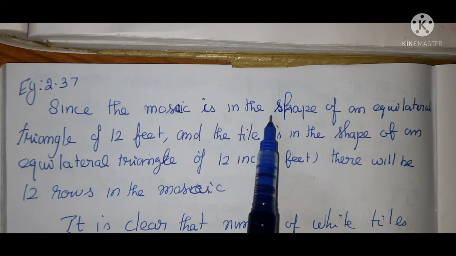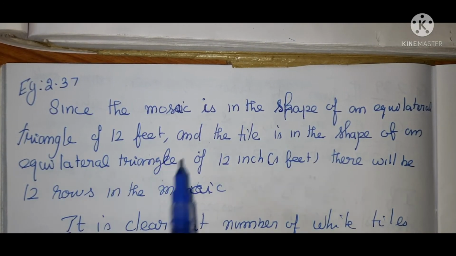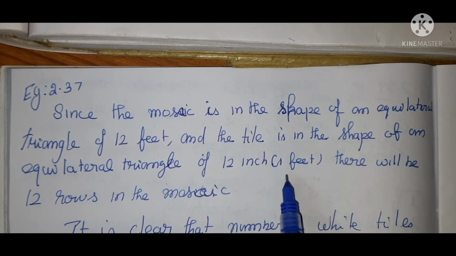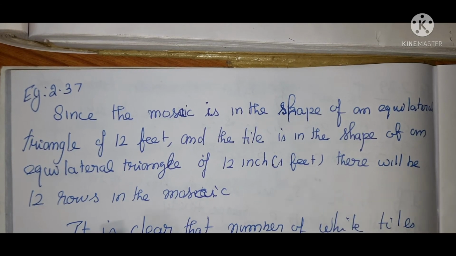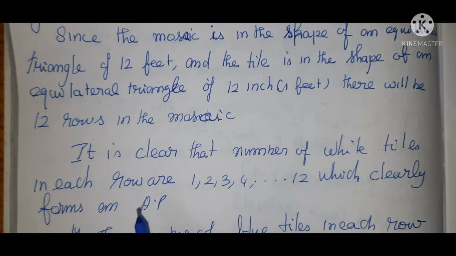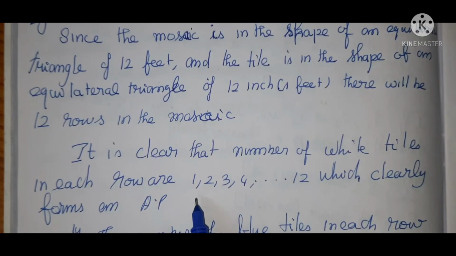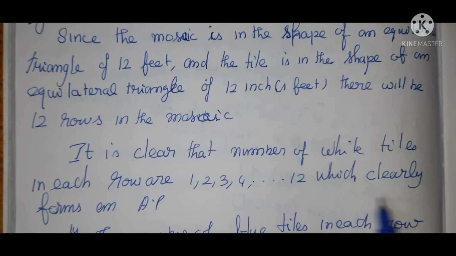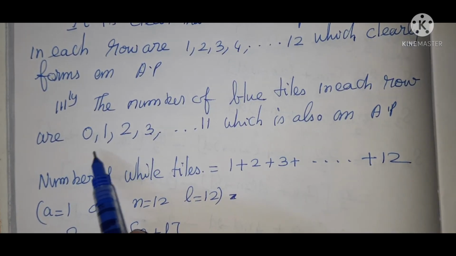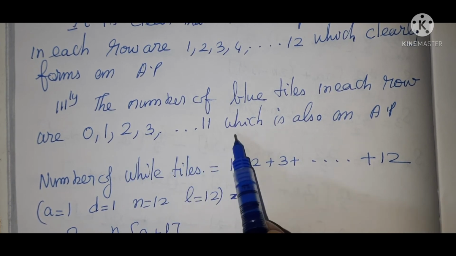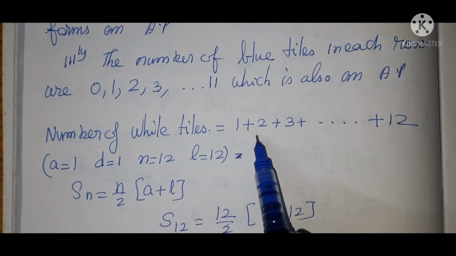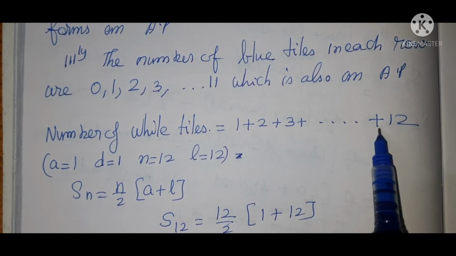Since the mosaic is in the shape of an equilateral triangle of 12 feet and the tile is in the shape of an equilateral triangle of 12 inches, which is 1 foot, there will be 12 rows in the mosaic. It is clear that the number of white tiles in each row are 1, 2, 3, 4 up to 12, which clearly forms an AP. Similarly, the number of blue tiles in each row are 0, 1, 2, 3 up to 11, which is also an AP. Number of white tiles is 1 plus 2 plus 3 and so on plus 12.